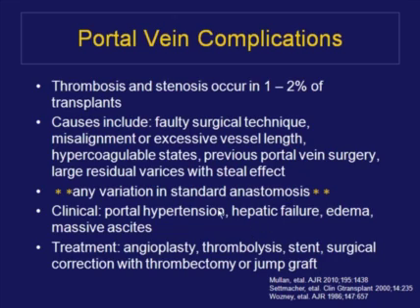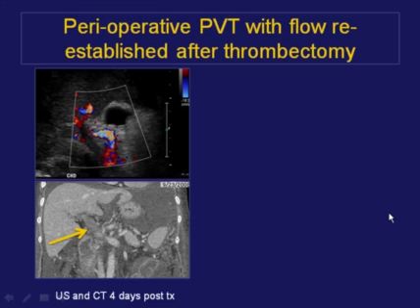And clearly, if the portal vein narrows down or then becomes thrombosed, the patient may develop acute findings of portal hypertension. So let's look at some examples. This was a perioperative portal vein thrombosis within a day or two of surgery. We're imaging the patient. The portal vein has become slightly small in size with low-level echoes.